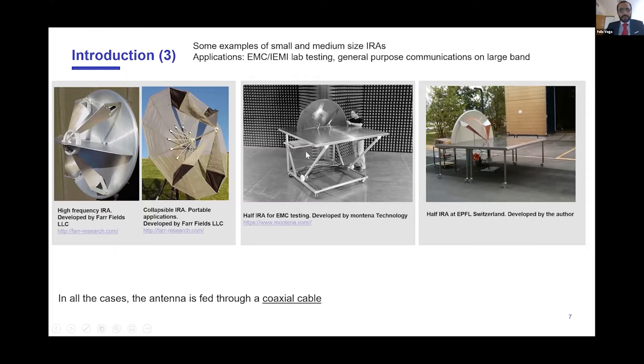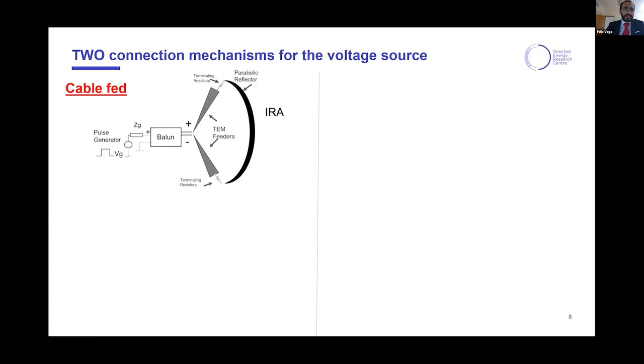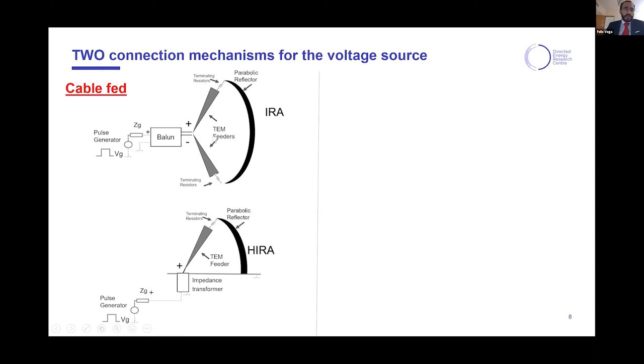in two different approaches, as is shown here. So in the cable fed antenna, in the first case, you have your voltage generator, and you have a balun because you have to produce a plus minus, a differential signal into the TEM feeders. In the second one, you also have a pulse generator, and you are transporting this into the half impulse radiating antenna, and you are connecting your pulse generator to the antenna using an impedance transformer.